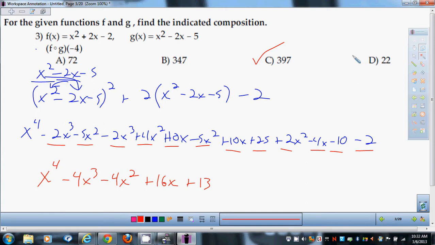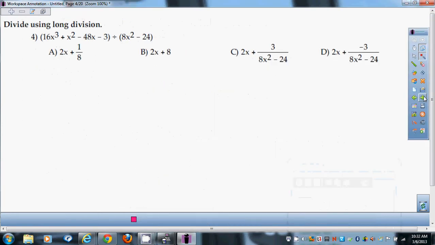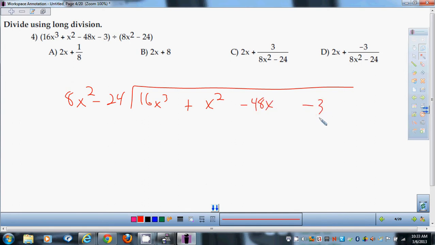Next problem. I didn't bother covering this one up because the directions were too specific. Divide using long division. So that's exactly what we're going to do. Now, unfortunately, I did not pick one with missing terms because that is a possibility tomorrow. So don't forget to add in your zeros if you're missing any terms tomorrow.